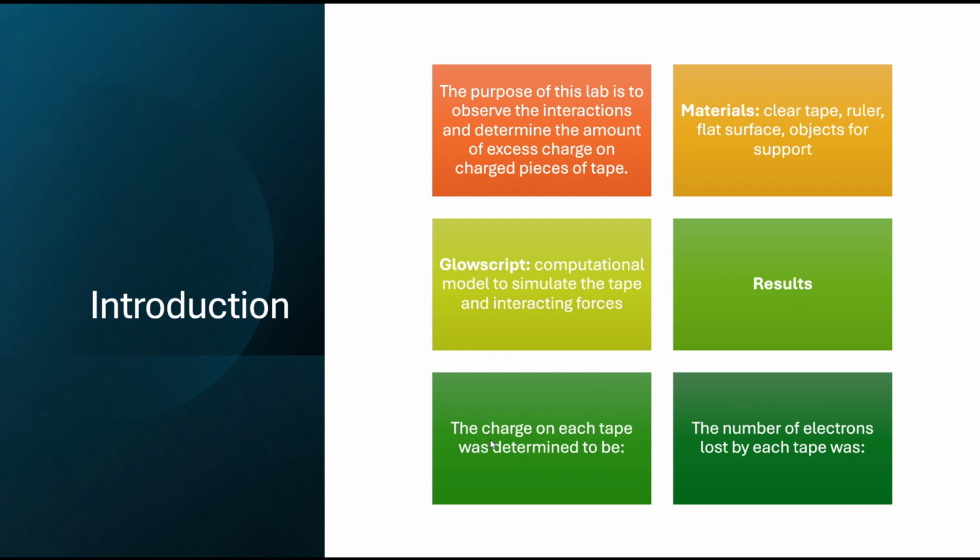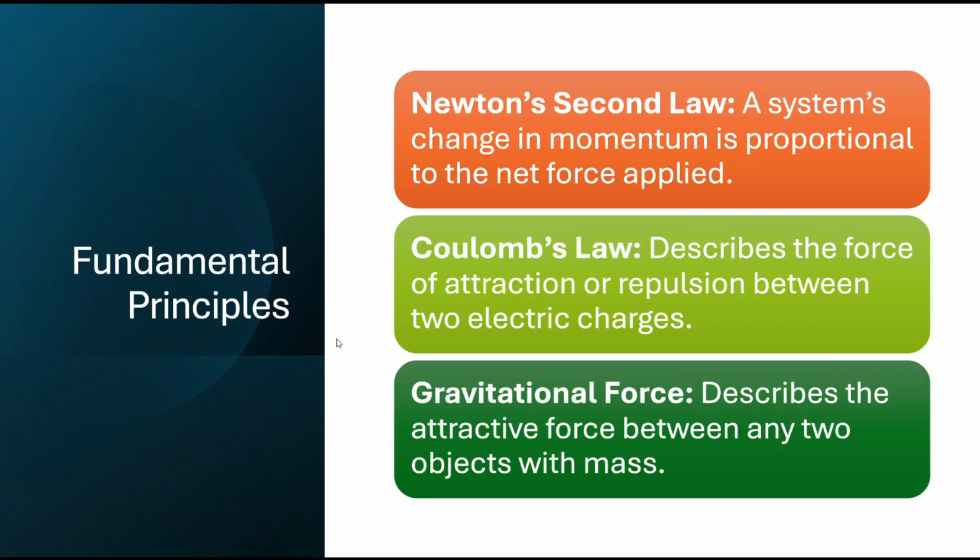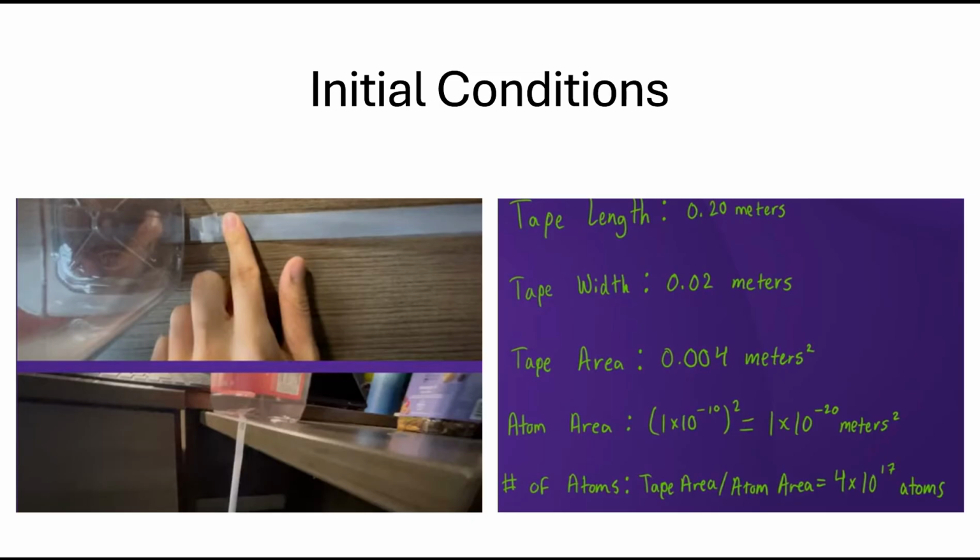And for results, the charge on each tape was determined to be the number of electrons lost by each tape. Newton's second law: a system's change in momentum is proportional to the net force applied. Coulomb's law describes the force of attraction or repulsion between two electric charges, and gravitational force describes the attractive force between any two objects with mass. So there are initial conditions. You can kind of see here a picture of what I was working with.